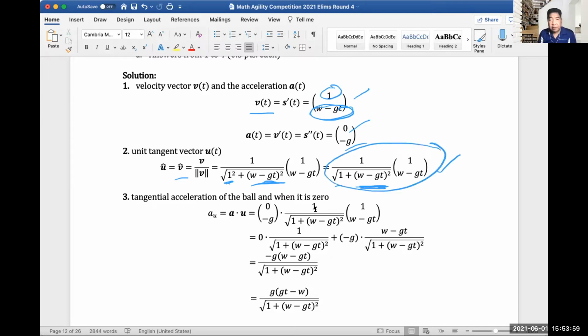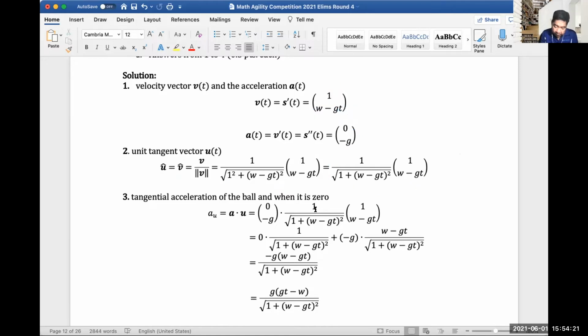Now for number 3, the requirement is the tangential acceleration of the ball and when it is 0. Let's compute first the acceleration a sub u, which is acceleration dotted with u. So it means this value of a, which is 0 and negative g, multiplied by this amount or this value here, right?